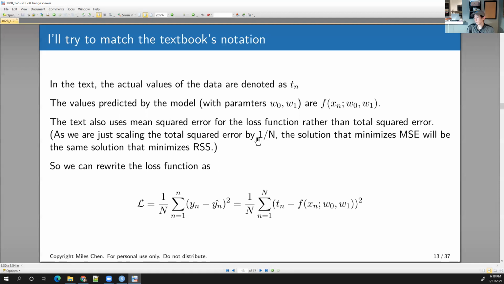And rather than using the total squared error, it uses the mean squared error. So we're going to do 1 over n times the sum of squared residuals. If I use the notation in the textbook, the loss function, which has this curly L, is going to be 1 over n times the sum of t_n minus f of x_n with parameters w0 and w1, that quantity squared. But this is still just the residual sum of squares, now times 1 over n, so just the mean squared error. Is that okay? Mean squared error, MSE, is going to be this function.